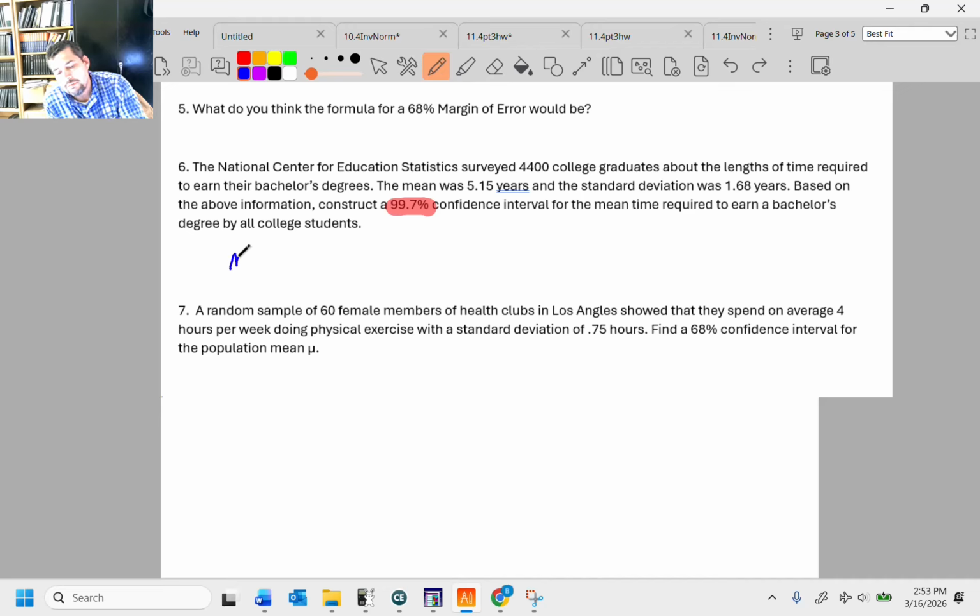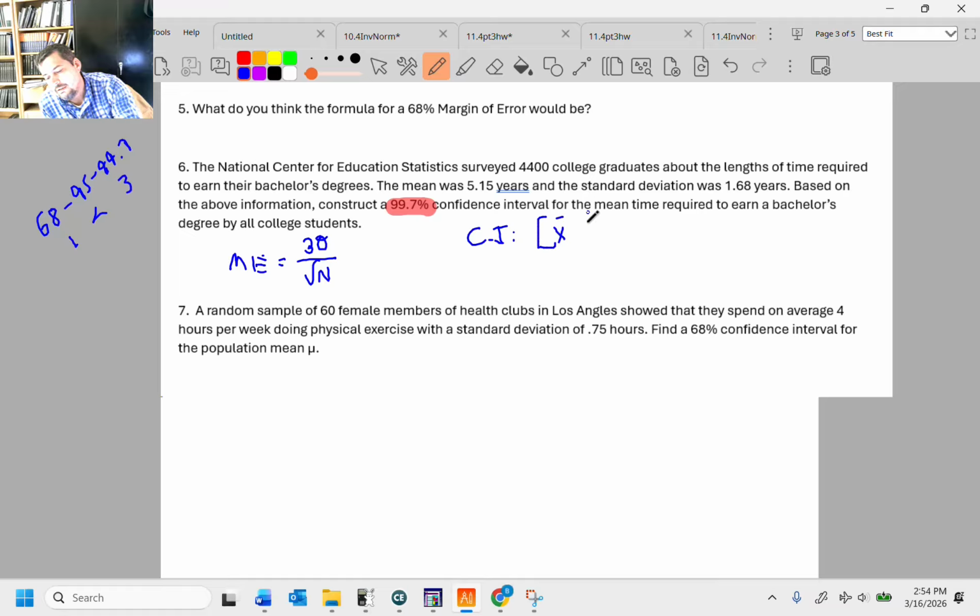All right, so for this particular problem, because it's a 99.7, and I'm thinking about this rule right here, by the way, which hasn't clicked for a lot of y'all. 1, 2, 3. 99.7 is 3 sigmas away, and that's going to be over the square root of n. And remember, a confidence interval, which I'm just going to abbreviate as CI, is going to be the mean minus the margin of error through whatever the mean plus the margin of error is. That's how I actually construct the dang thing.